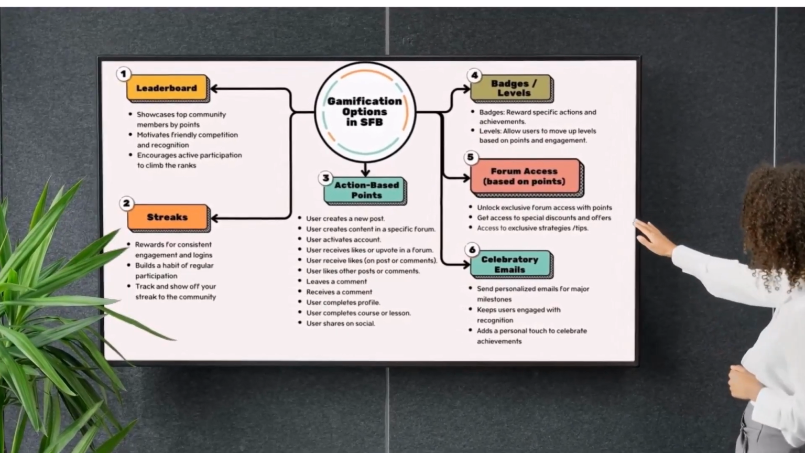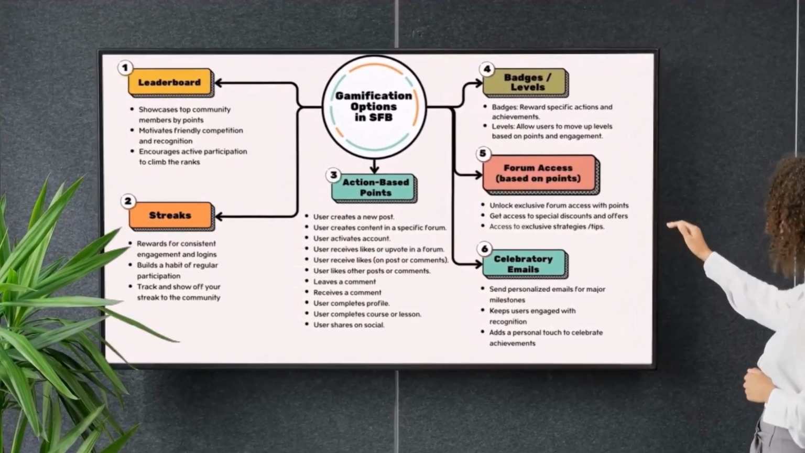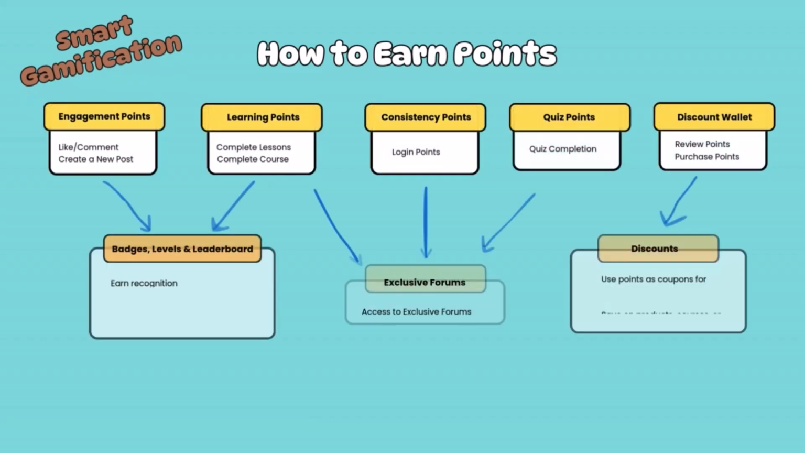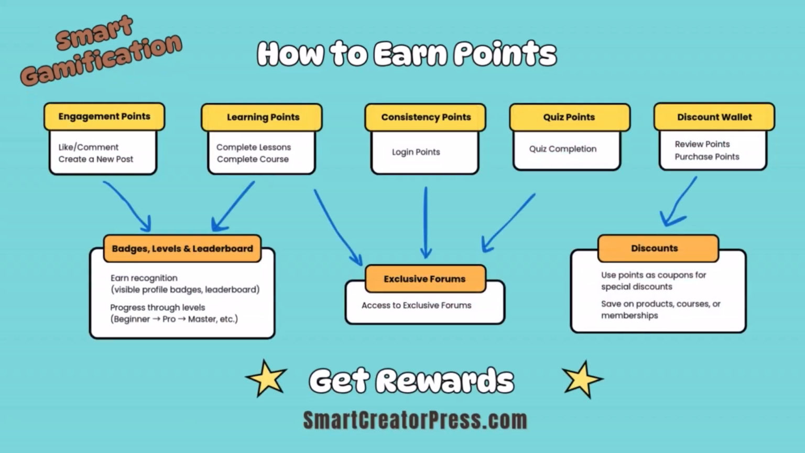So the other thing I'm doing is points. What I do is I have integrated my membership plugin, Smart Creator Press, with GamiPress, which is an amazing gamification plugin. So I'm using the combination of these 2 plugins to reward users with points for taking the action I want them to take. So if someone makes a purchase, they get purchase points. When someone signs up, they get sign up points. When someone leaves me a testimonial, they get review points. And when someone completes the lessons in my course, they get more points.